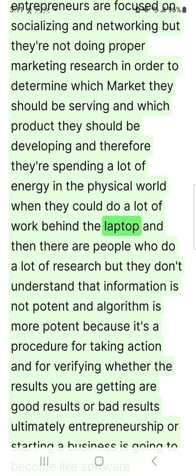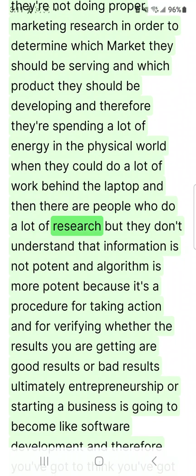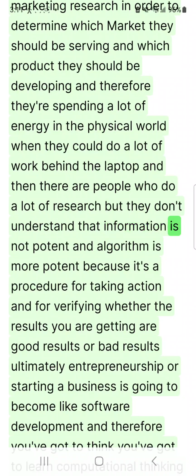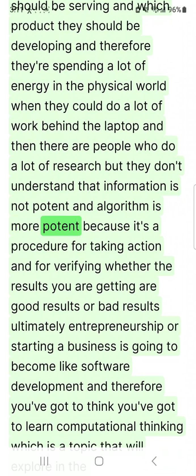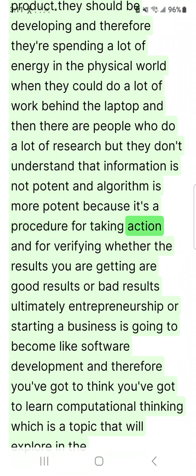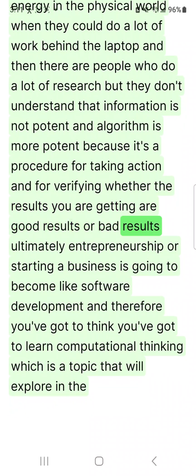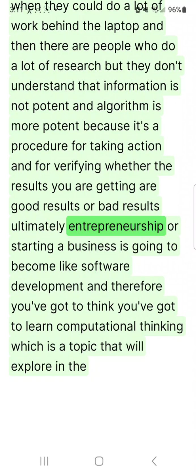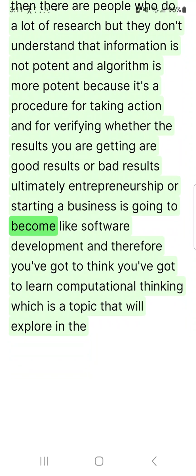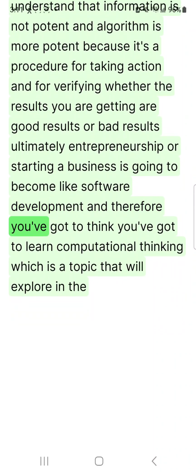behind the laptop. And then there are people who do a lot of research, but they don't understand that information is not potent. An algorithm is more potent because it's a procedure for taking action and for verifying whether the results you are getting are good results or bad results. Ultimately, entrepreneurship or starting a business is going to become like software development, and therefore you've got to think.